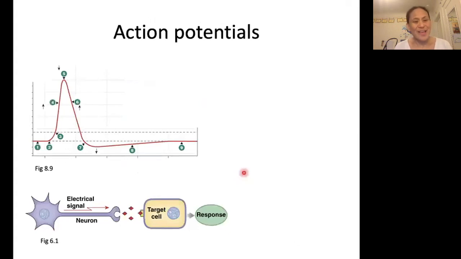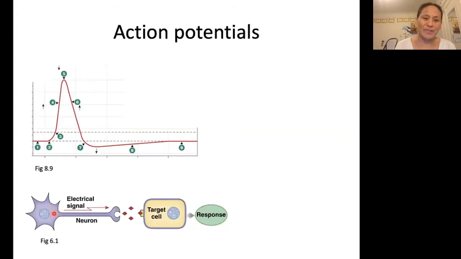All right, now let's move on to action potentials. So first off, I want to just show you what's going on here in this figure. This is a typical action potential. We're going to be talking about this a lot in this set of lectures. But this is a typical shape for an action potential, and we're going to, again, talk a lot about what underlies that shape.